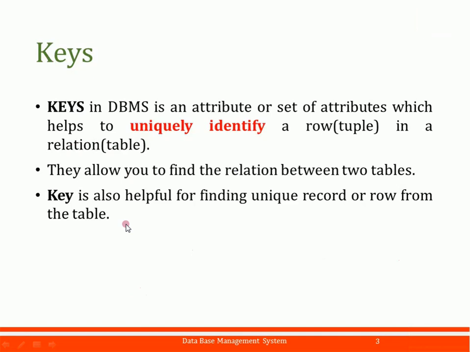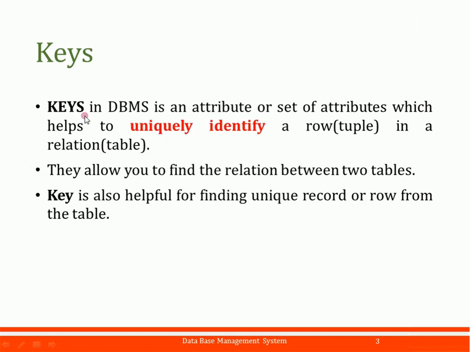Let us have an understanding of what is keys in a database management system. Keys are an attribute or set of attributes which help to uniquely identify a row, that is a tuple, in a relation, which is a table. So the rows of a table are also called as tuples, and the tables are also called as relations. So in a table you will have a lot of entries, and each of these entries can be uniquely identified with the help of keys.